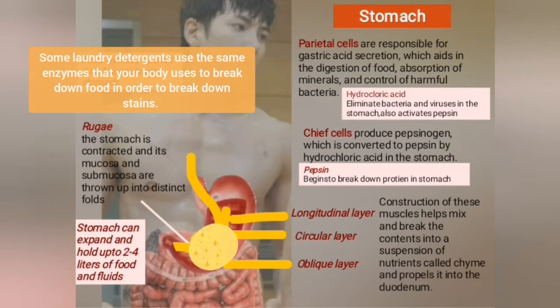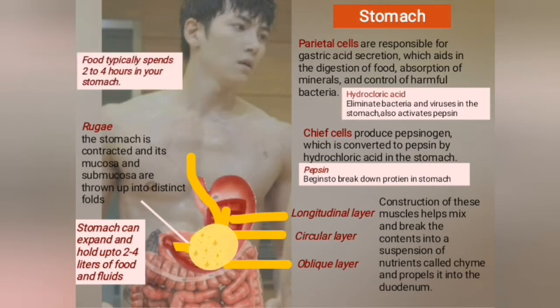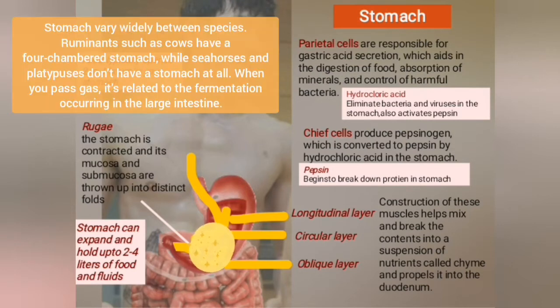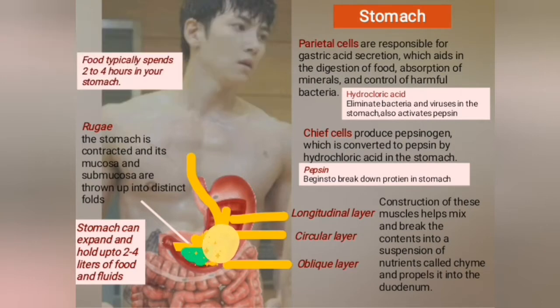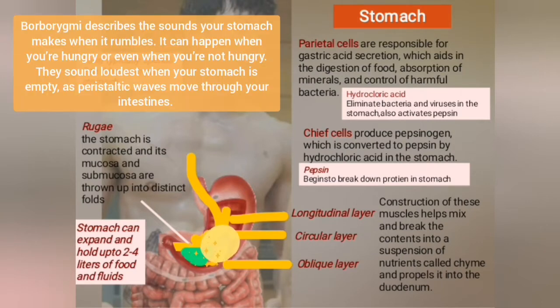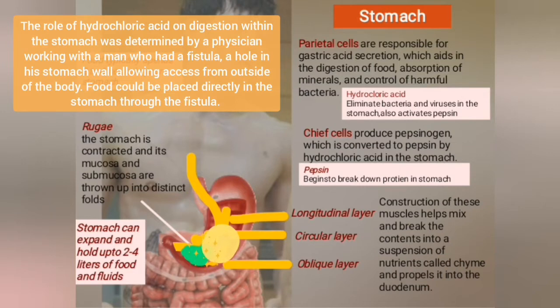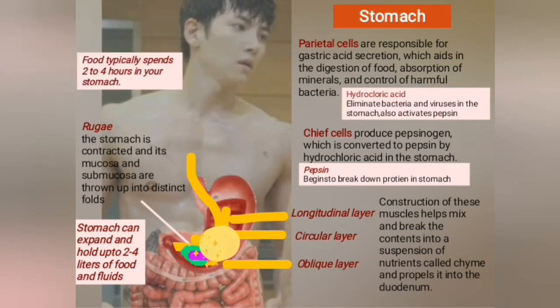which is called chyme. The stomach has two special cells. The parietal cell makes hydrochloric acid, which eliminates bad bacteria and viruses in our stomach, and it also activates pepsin. The second cell is the chief cell, which produces pepsin, and pepsin begins to break down protein in the stomach. After 2 hours, the pyloric sphincter relaxes and the chyme partially leaves the stomach.